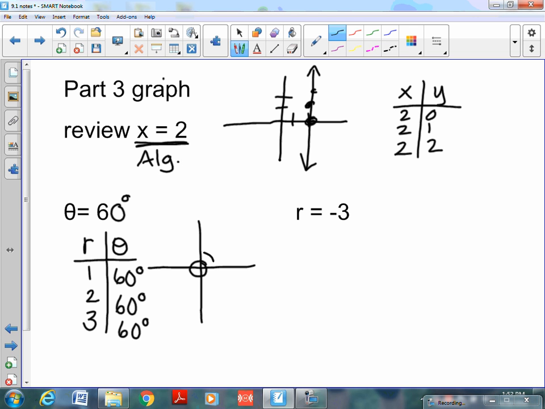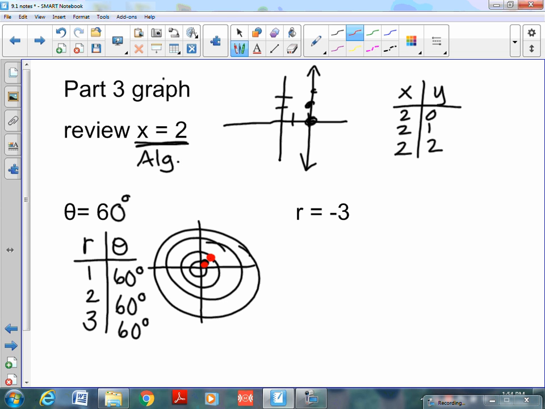Let's make a quick little graph, this is good enough, right? What's 1, 60 look like? 1, 60, you go out 1 and you go up 60, you put your first dot, it's right there. Like that. What's 2, 60, you go out 2 and up 60. What's 3, 60, go out 3 and up 60. What happens when you connect the dots? Doesn't it make a line? When theta is 60, r can be anything it wants to be. And it would make a line. Could I keep going in both directions?